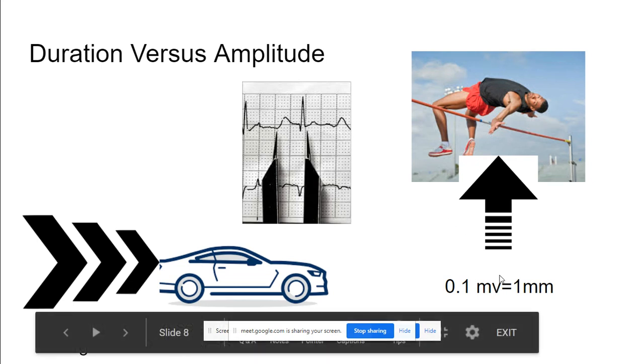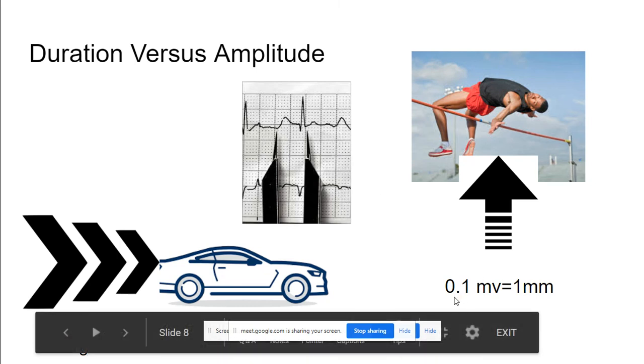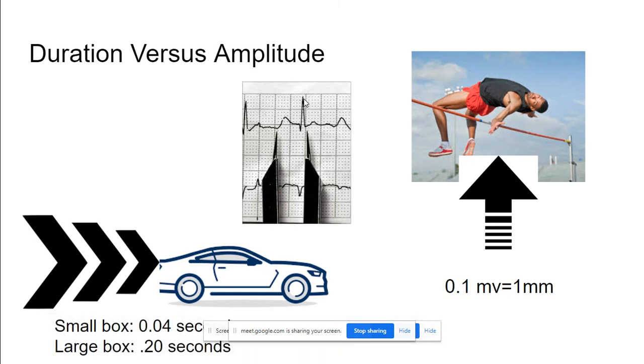And then amplitude, which we don't look at a whole ton, but basically 1 millimeter, which is one of these going up, each one is about 1 millimeter, it is 0.1 millivolts. So that is saying how many millivolts from the very lowest to the very strongest point of that electrical activity. And we don't look a whole lot at amplitude. We're mostly looking at duration.